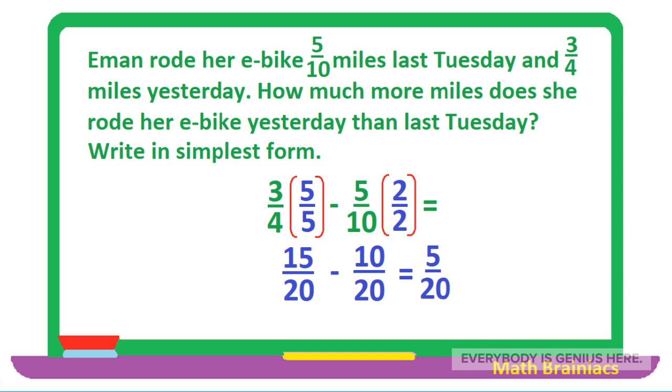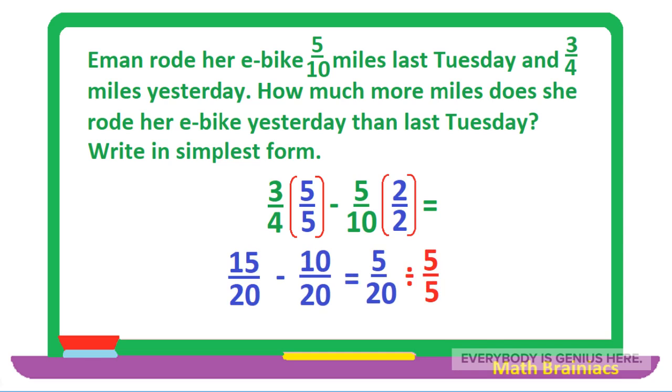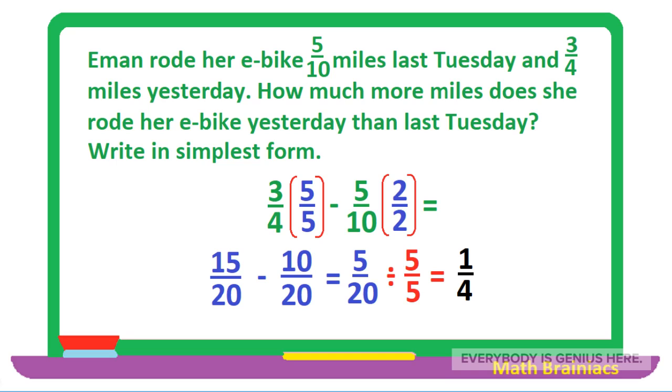But 5 and 20 have the same factors. We are going to divide the 5 and the 20 by its common factor so that we can generate the simplest form. Accordingly, 5 over 20 divided by 5 over 5, which will give us 1/4. Therefore, the simplest form of 5 over 20 is 1/4.